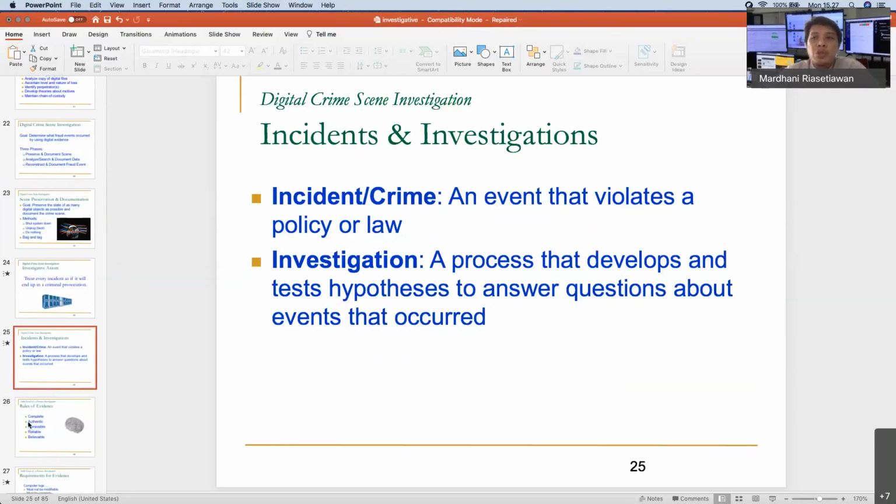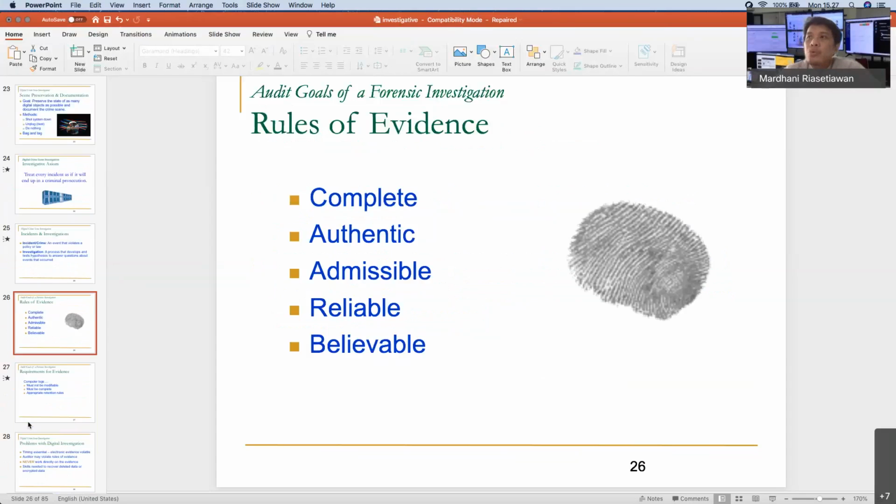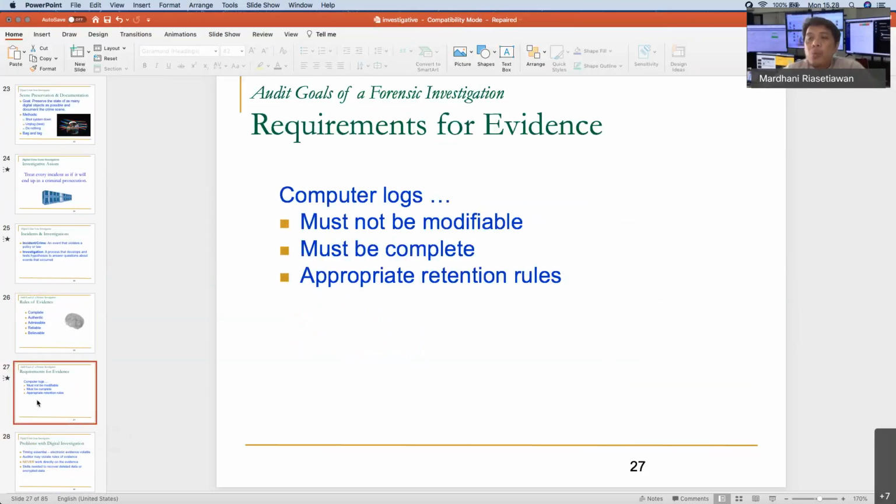Very important. When we collect evidence, we need to keep these five points: it should be complete, authentic, admissible, reliable, and believable. That's very important. It means documentation or evidence in the information system audit is very important to have high quality evidence. And the requirement for evidence is that it must not be modifiable, must be complete, and have appropriate retention rules.